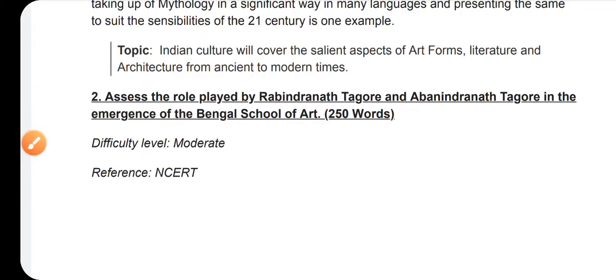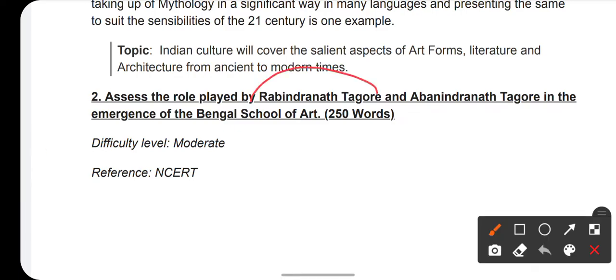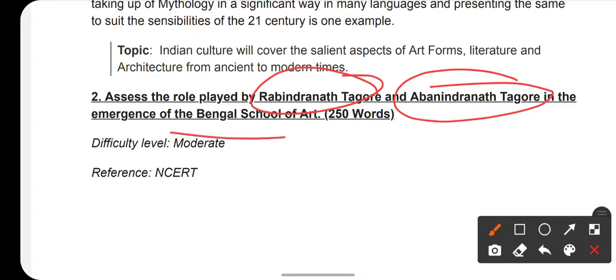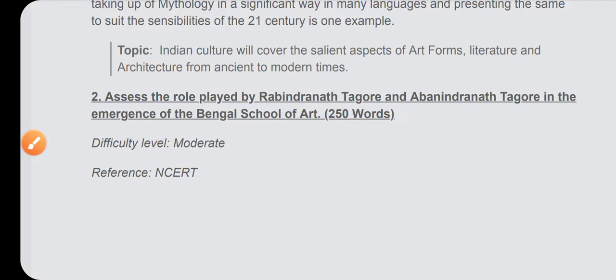Literature and architecture from ancient to modern times. Question 2: Assess the role played by Rabindranath Tagore and Abanindranath Tagore in the emergence of the Bengal School of Art. 250 words. Difficulty level, moderate.